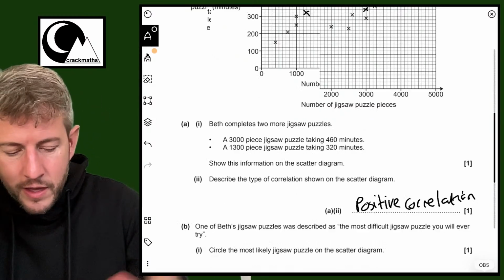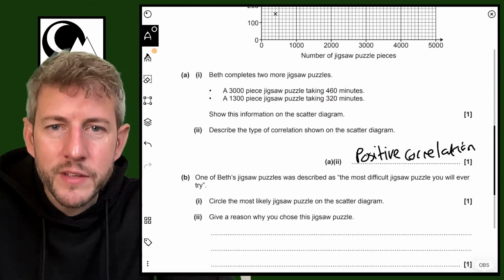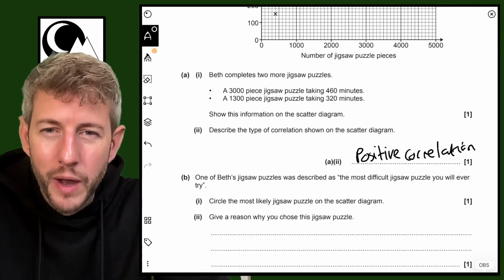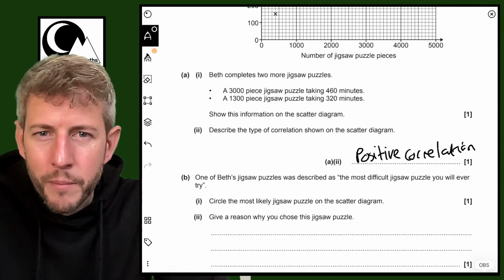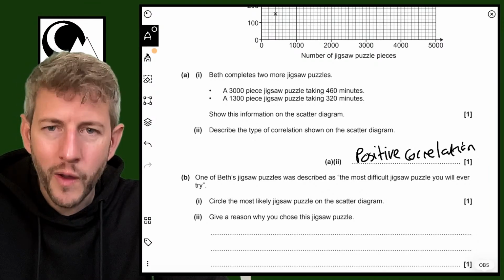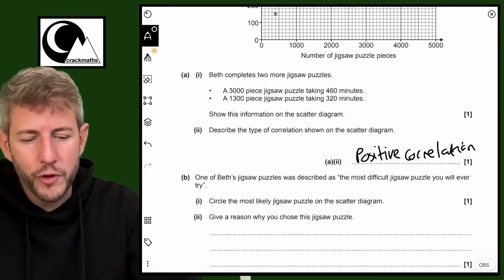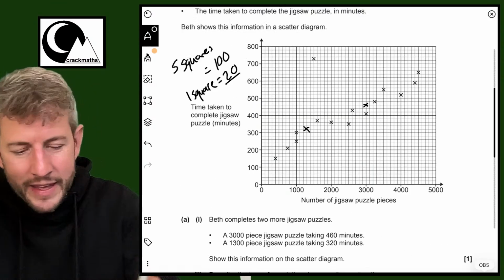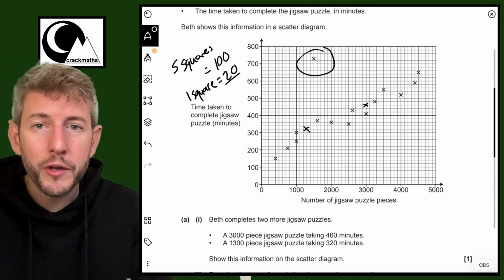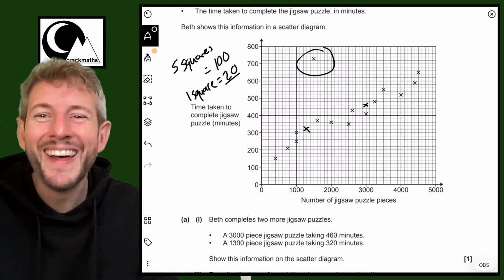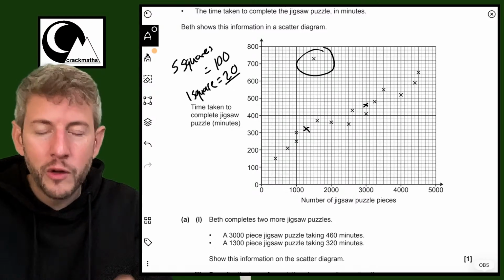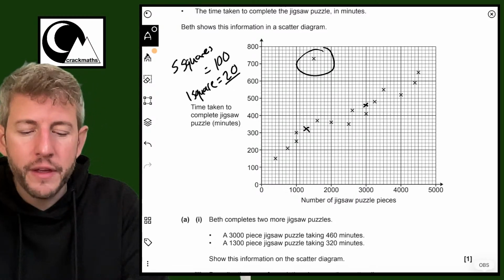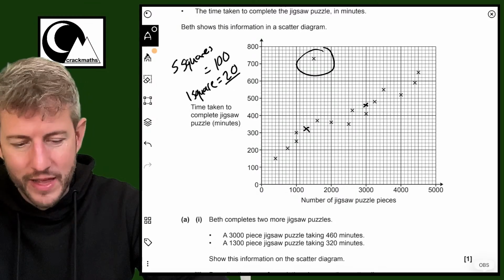Part B says, one of Beth's jigsaw puzzles was described as the most difficult jigsaw puzzle you will ever try. Circle the most likely jigsaw puzzle on the scatter diagram. Give your reason for that. I think it is this one here because it took the longest amount of time without having the most pieces. So this is the one I think was the most difficult.